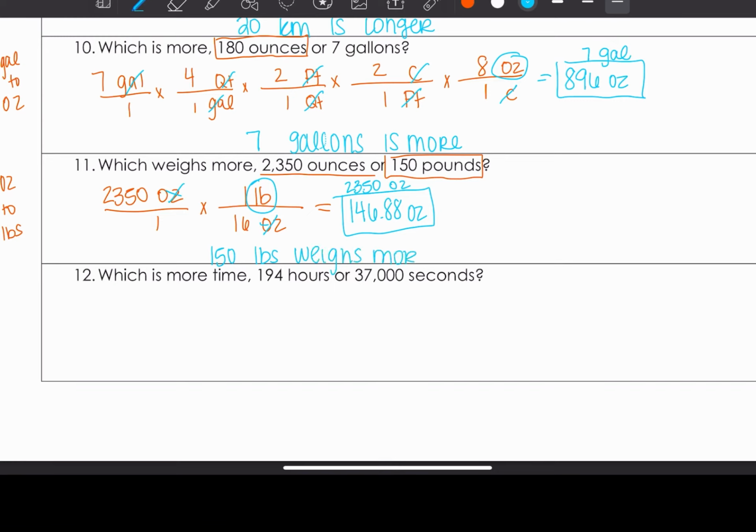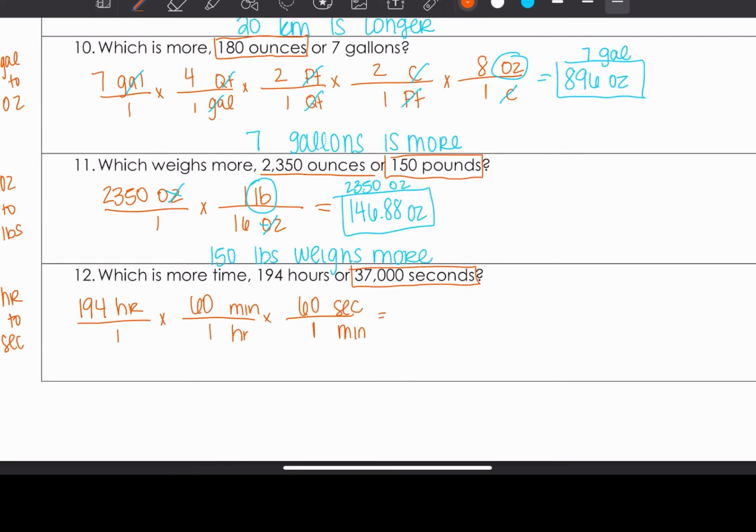Last but not least, number 12, which is more time, 194 hours or 37,000 seconds. For this one, I'm going to choose to change hours to seconds. So we're going to keep the 37,000 and we're going to change 194 hours. We know that hours change to minutes and minutes change to seconds. There are 60 minutes in 1 hour and 60 seconds in 1 minute.